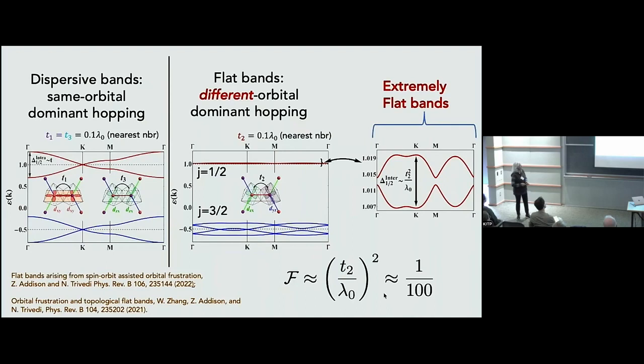And these are the J=3/2 bands. These are the J=1/2 bands, and they are both dispersing. They both have a bandwidth on the order of the hopping, which is the usual result.